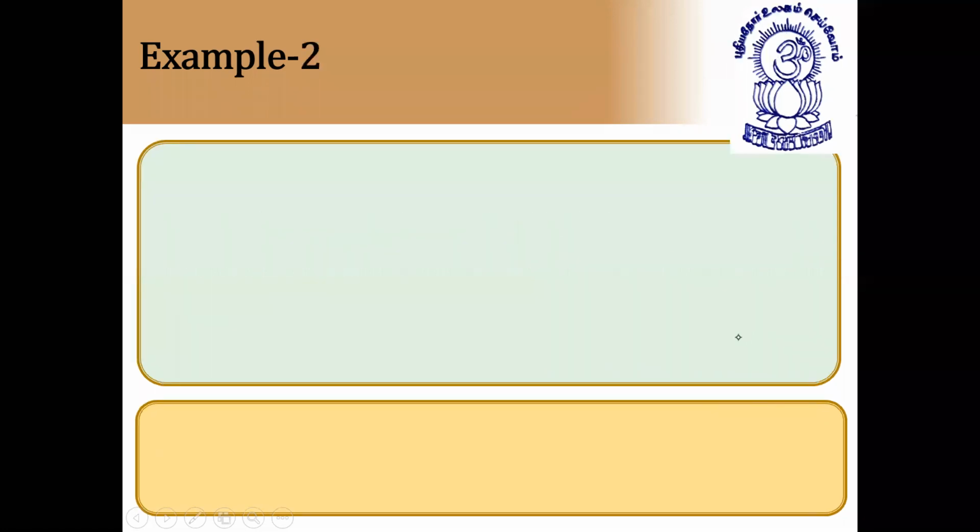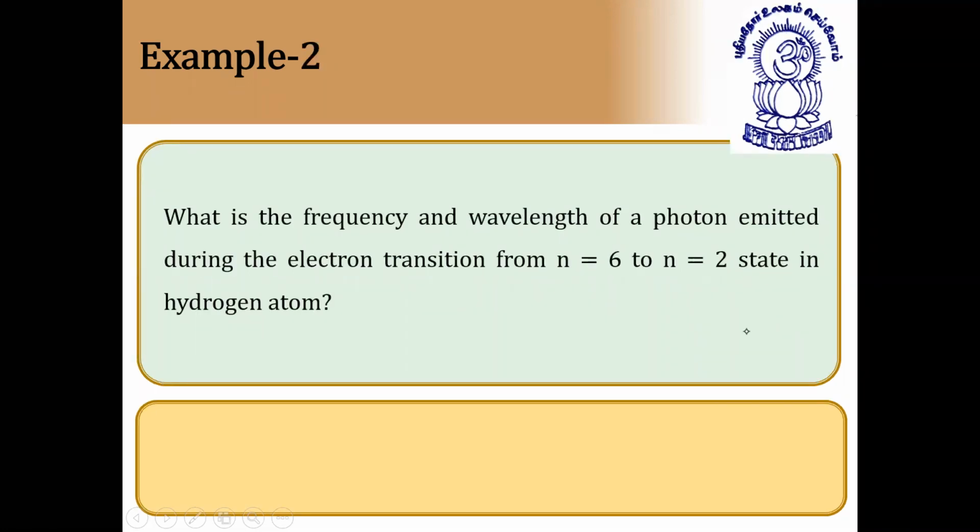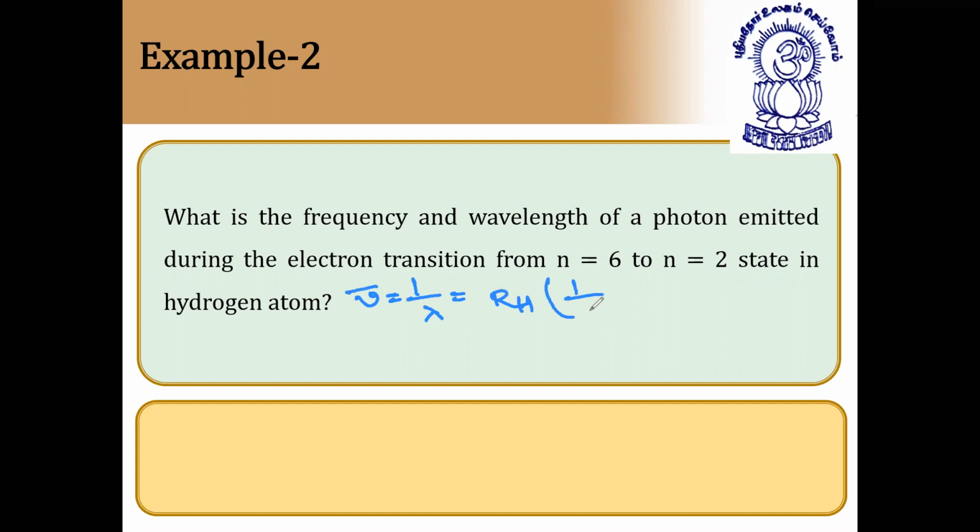Next question. What is the frequency and wavelength of photon emitted during the transition from n is equal to 6 to n is equal to 2? First, we can find the wavelength. After that, we can find the frequency. So how to calculate the wavelength? By using Rydberg's equation, nu bar is equal to 1 by lambda is equal to RH, that is 1.097 into 10 to the power of 7, into 1 by n1 square, that is 2 square, because n1 is smaller and n2 is bigger, minus 1 by 6 square.